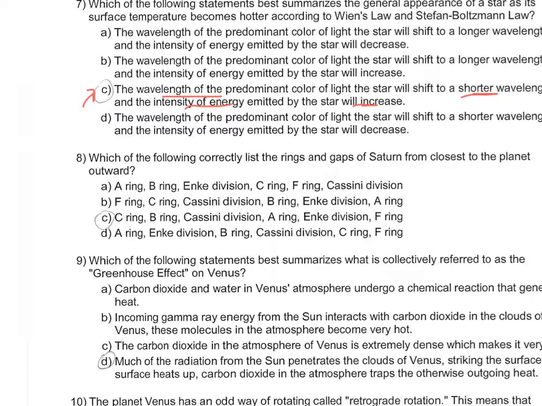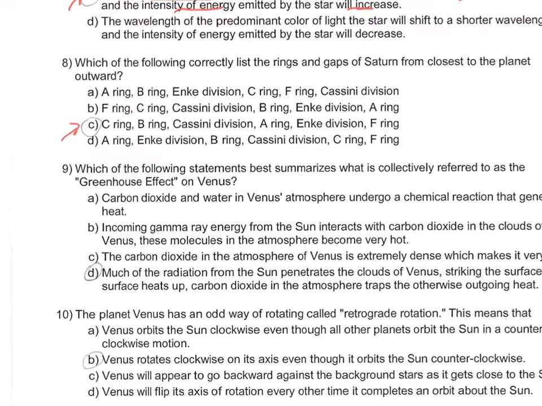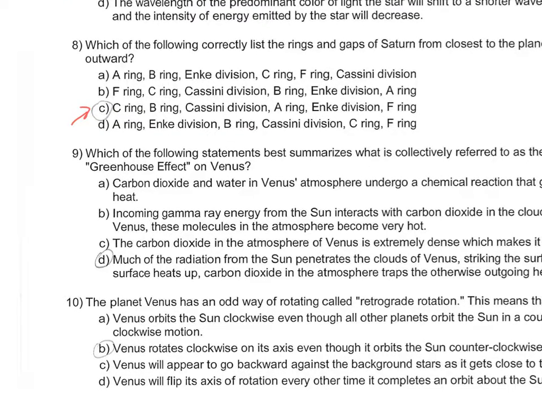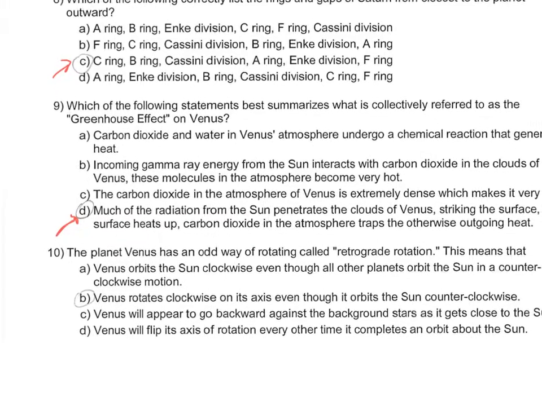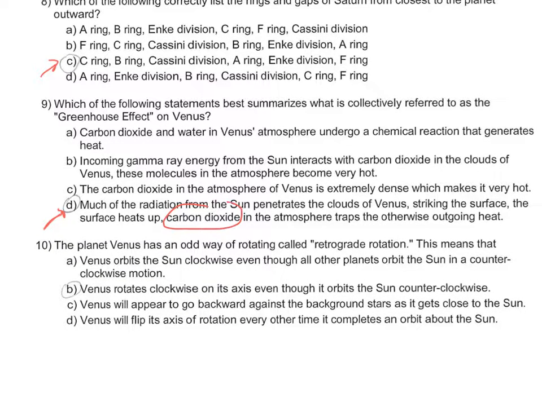Question 8 was about Saturn's rings, and letter C shows the ring pattern from closest to the planet outward. We have the C ring, B ring, then the Cassini division, that's the one we see through the telescope, then the A ring, Encke division, and F ring. Question 9 was about the greenhouse effect on Venus, and the best answer there is D, that it is the presence of carbon dioxide in Venus's atmosphere that acts as a blanket and traps the heat that the planet gets from the sun.